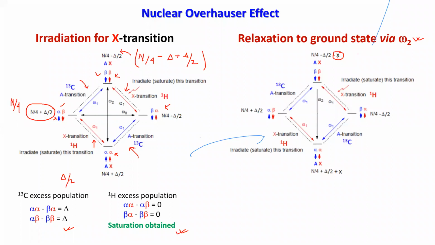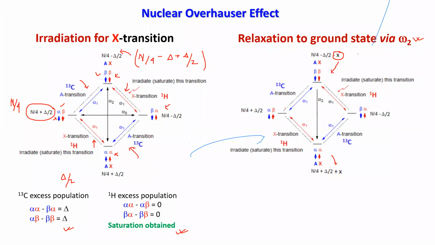I have to subtract minus x here, and I have to add plus x here. Okay, so alpha alpha, I am adding the x, and beta beta, I am subtracting the x.